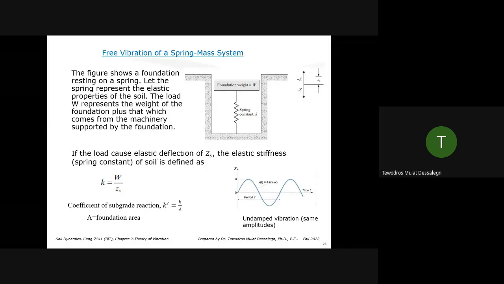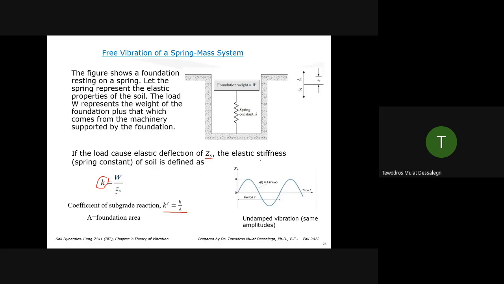If the load causes an elastic deflection of Zs, the elastic stiffness, the spring constant of soil, is defined as the weight divided by the elastic displacement, which gives us the elastic spring constant. Or you can also call it the coefficient of subgrade reaction if that stiffness is divided by area, like a foundation on an elastic medium.